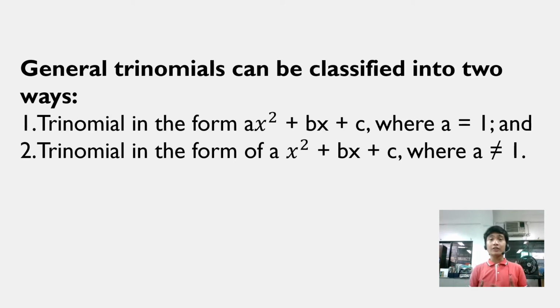Para sa bahaging ito, i-define muna natin ano bang ibig sabihin ng general trinomial. So just like what I have discussed in the first part of this, which is the factoring general trinomials where a is equal to 1, ito rin po yung definition na ginamit natin. That general trinomials can be classified into two ways. Namely, the trinomial in the form ax squared plus bx plus c, where a is equal to 1, and the trinomial in the form ax squared plus bx plus c, where a is not equal to 1. Wherein yung number 2 ang magiging concentration ng discussion natin para sa session na ito.